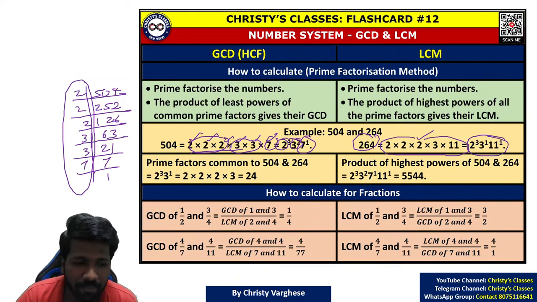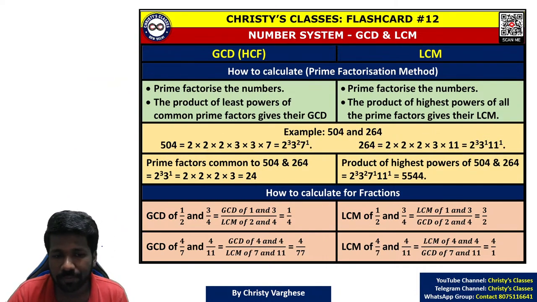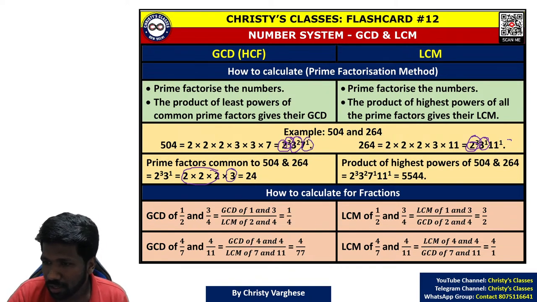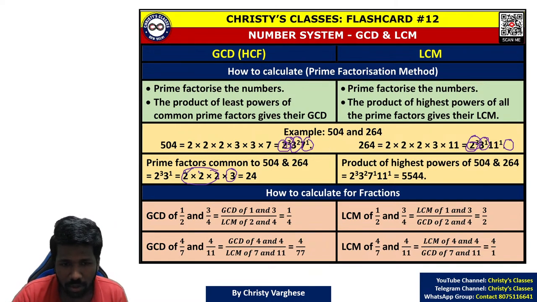Now, how to find LCM and HCF after prime factorizing both the numbers? For finding the highest common factor, you just have to take the minimum of the powers and multiply them. 2 is a common factor in both. So 2 cube here, 2 cube here, so the minimum is also 2 cube. Take 2 cube. 3 is a common factor in both, so 3 square and 3 raised to 1. The minimum is 3 raised to 1, so take 3 raised to 1. Here there is no 7 in the other number, so you don't have to consider 7 raised to 1 or 11 raised to 1. So considering all the common factors, you multiply them. That will be the highest common factor or greatest common divisor.